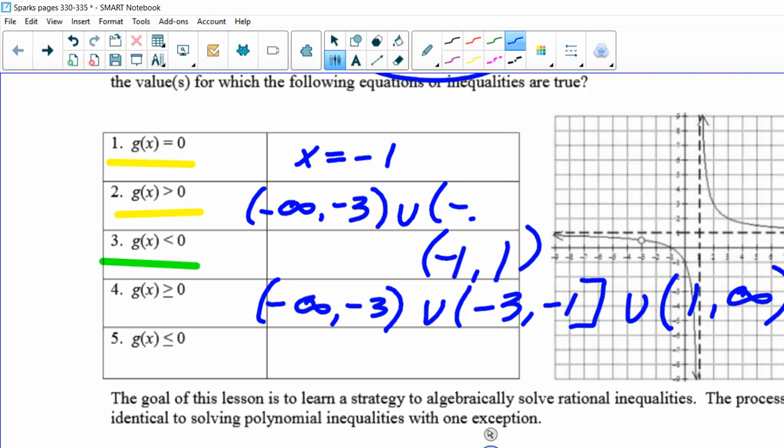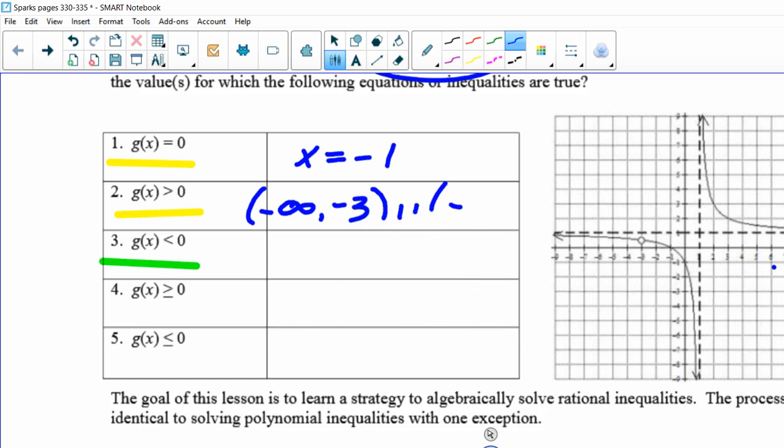Good. Tell me if there's something you don't understand, okay? What about the last one? g of x is less than or equal to 0. Graphically, what does it mean? On or below the x-axis. Good. Where does on or below happen? So, is that right? Yeah, good.